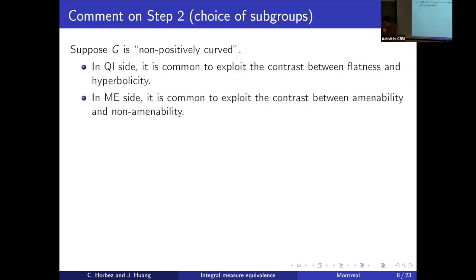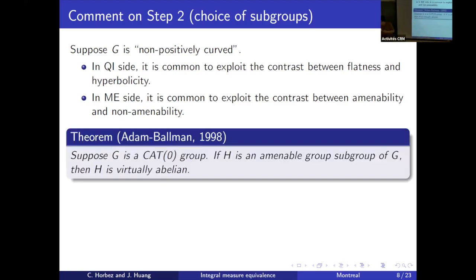Then on the ME side, it turns out that amenability is an ME invariant, so we're usually trying to explore the contrast between amenability and non-amenability. To say it more precisely, on the QI side we can try to show that some negatively curved directions or some flats are preserved. And in the ME direction, we're trying to show that some amenable subgroups are preserved. Somehow there's an amazing theorem by Adams and Ballmann that says that if you have non-positive curvature, then amenability and flatness are more or less the same. They say that if H is an amenable subgroup of a CAT(0) group, and I don't know whether the experts know if this also holds for other forms of non-positive curvature, then any amenable group is actually virtually abelian. So amenability and flatness coincide.